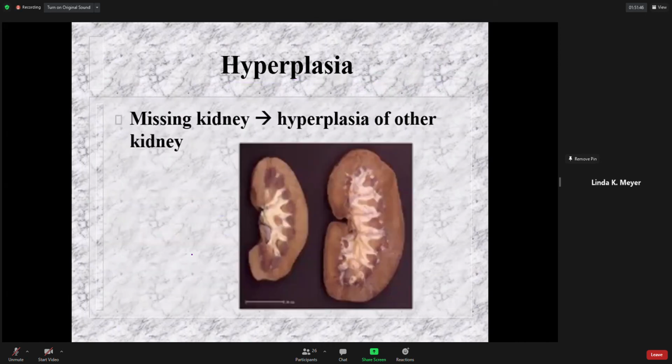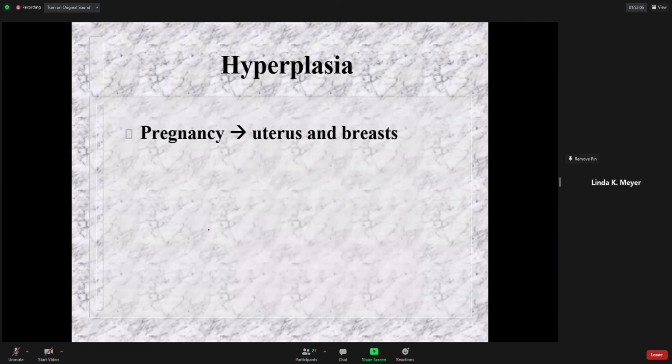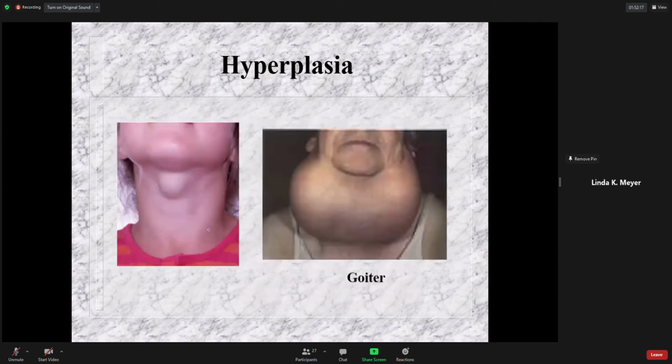So just a couple examples. If you had one kidney, there'd be a greater functional demand on your other kidney that it could enlarge. Again, it may be a combination of hyperplasia and hypertrophy. And I already mentioned hyperplasia and hypertrophy of the uterus during pregnancy. It also can apply to breast tissue.